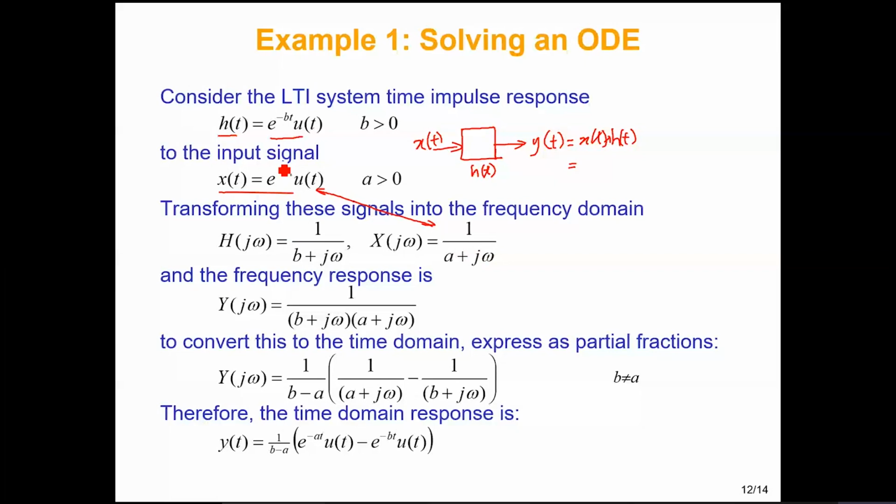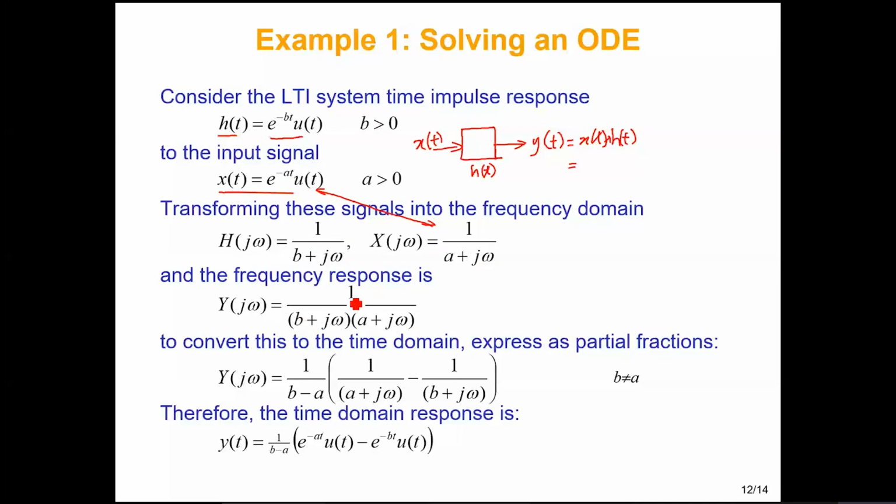And similarly, e raised to the power of minus bt ut, a very similar signal. Its Fourier transform is 1 over b plus j omega. So these two Fourier transforms we know. Then the output Fourier transform would be just the multiplication of these two Fourier transforms, just like 1 over b plus j omega into a plus j omega, simply this.